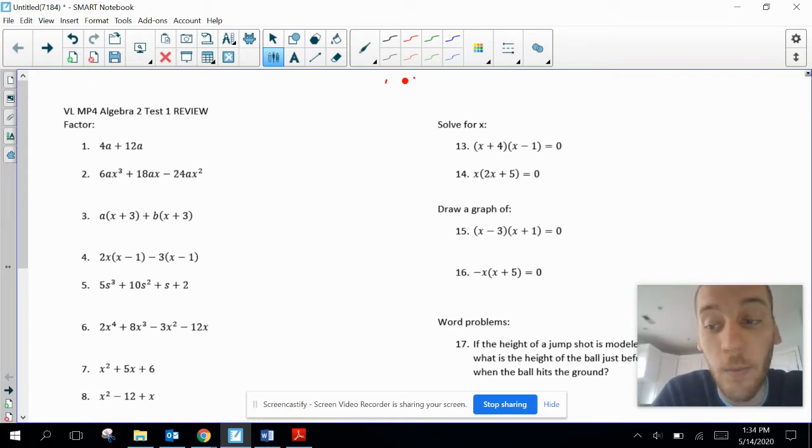So, looking at the basics, we're looking for: is it in the right order? Is there a greatest common factor that we pull out? Is there four terms? We're going to try grouping. Three terms, we're going to try that product sum chart.